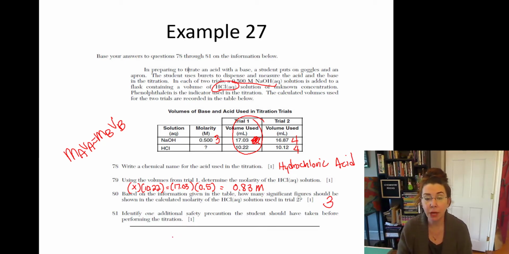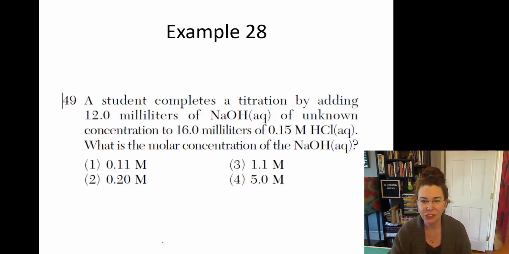Alrighty. Identify one additional safety precaution the student should have taken before performing the titration. Alright, this is like a wide open question. What's one other safety precaution that student should have taken? If you said use gloves, or carefully dispense the acid or the base, or tie back their hair, any of those would have been a perfectly fine answer.